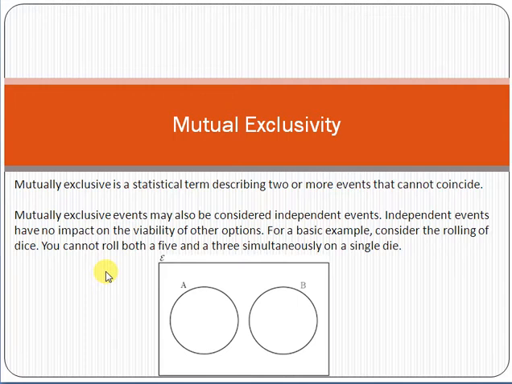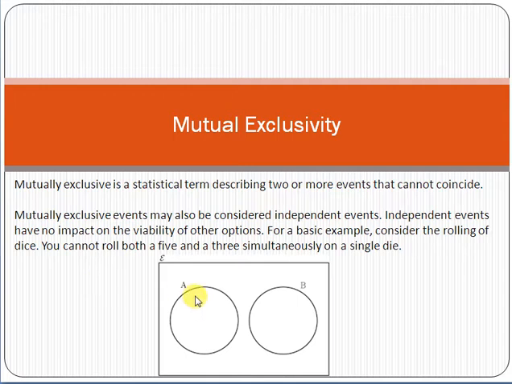Mutual exclusivity. Friend, let me tell you first that this is a very easy topic to understand. Honestly, it is very easy to understand. Why? Because there are lots of examples available in your real life, in your practical or professional life, so that you can relate the topic to existing or actual scenarios. Okay, just see this diagram here.